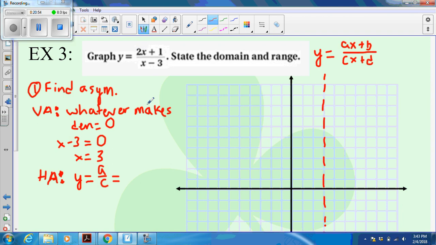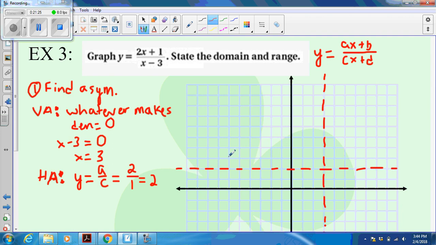Our A value in this case is going to be 2. And know that the coefficient in front of our x here is going to be 1. So we have 2 divided by 1, which should just give us 2. So our horizontal asymptote is going to be y equals 2. So you'll always use this form, A divided by C, to find your horizontal asymptote. So I'm going to come here at y equals 2 and draw my horizontal asymptote.